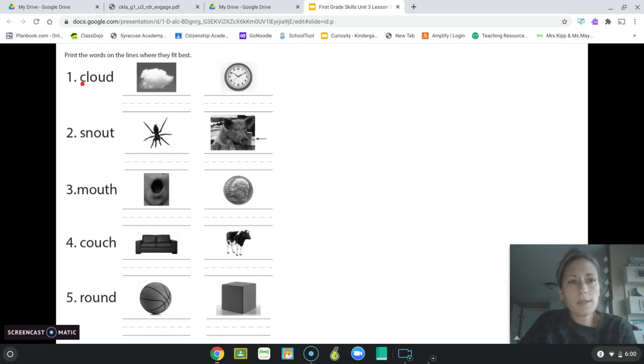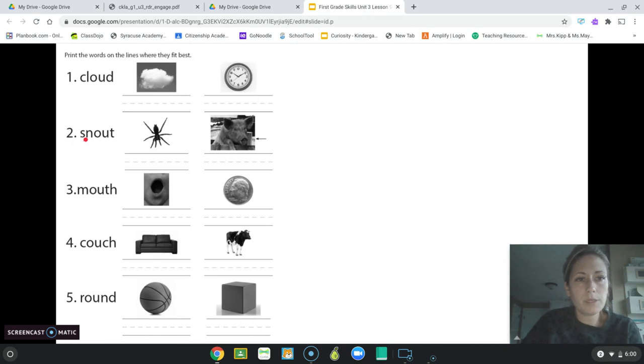All right, number one, let's read these words that have the ow sound in them. This first word, let's sound it out. K, l, ow, d. K, l, ow, d. Cloud. Which picture shows us a cloud? This picture is a clock. So it does not go here. We would write cloud under the cloud right here.